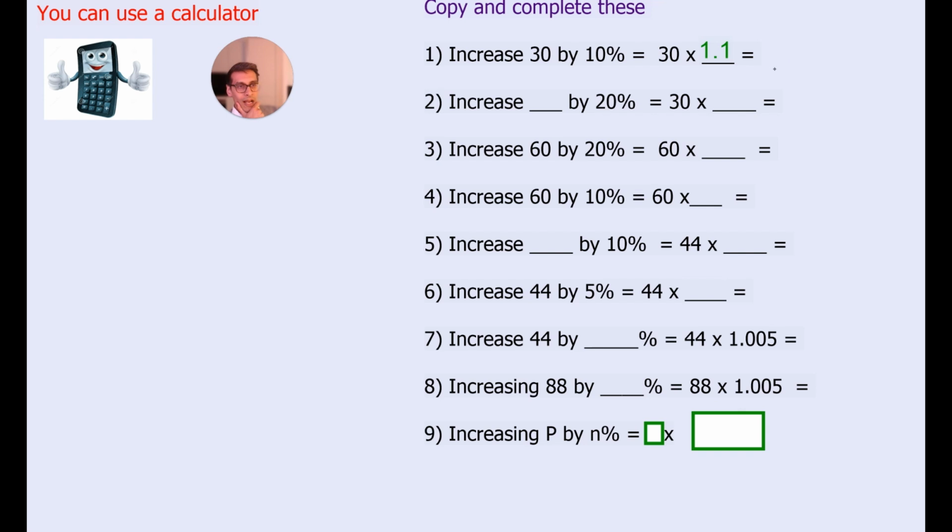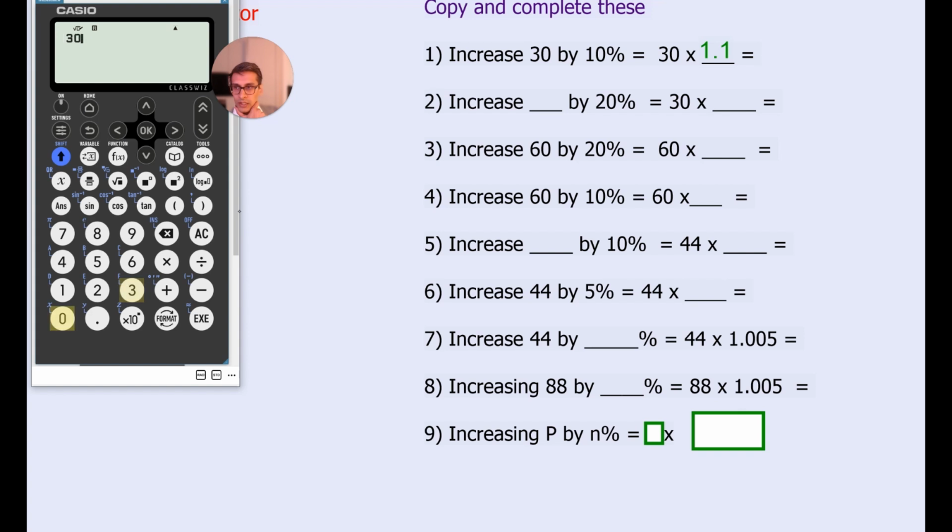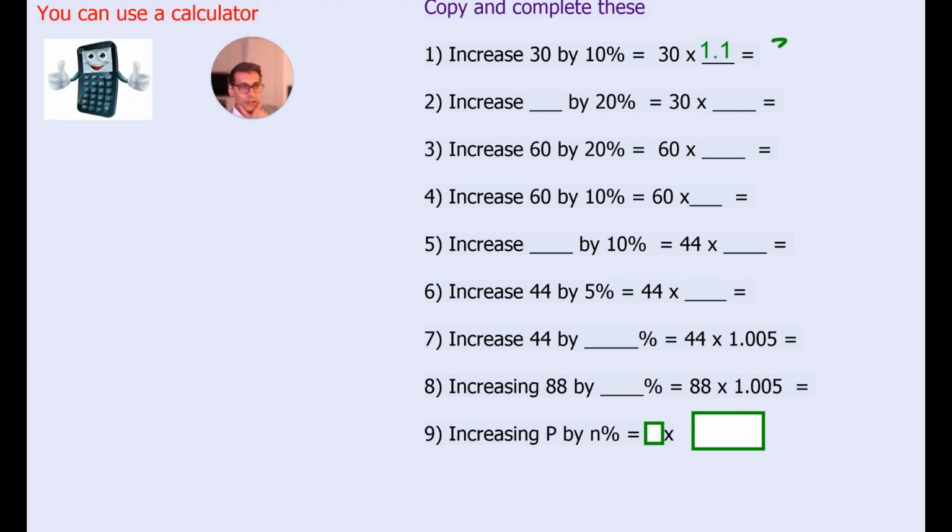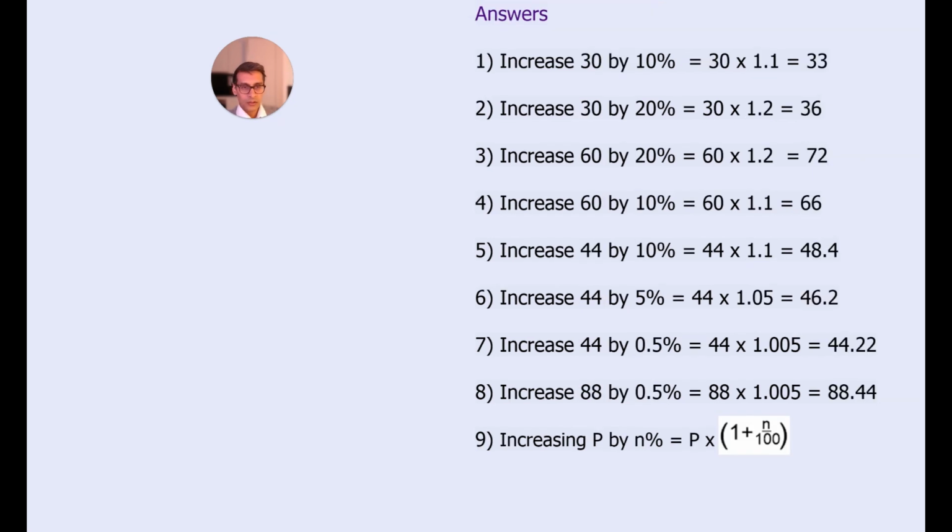So here is an exercise for you to try where you are going to fill in the blanks and also work out the final answer using your calculator. So the first example, 30 times 1.1, let's use the calculator to do this. 30 times 1.1 is going to give you 33. So we need to write 33 here. And you're going to do the same thing as you work down, and then I'm going to show you the answers in a few seconds. So pause the video and have a go. Here come the answers in 3, 2, 1. Okay, so these are the answers you should have got.